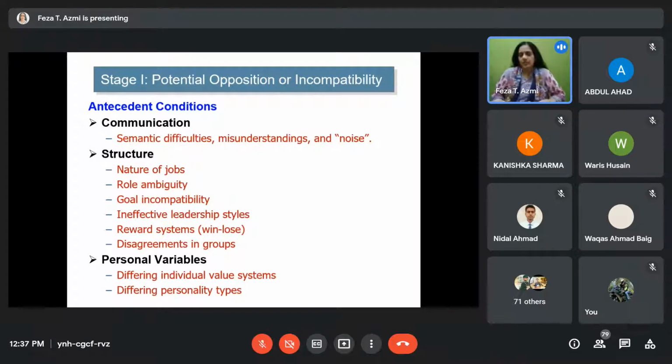I don't understand what you're saying. You don't understand my language or the words that I'm using. Any of those things could lead to conflict.